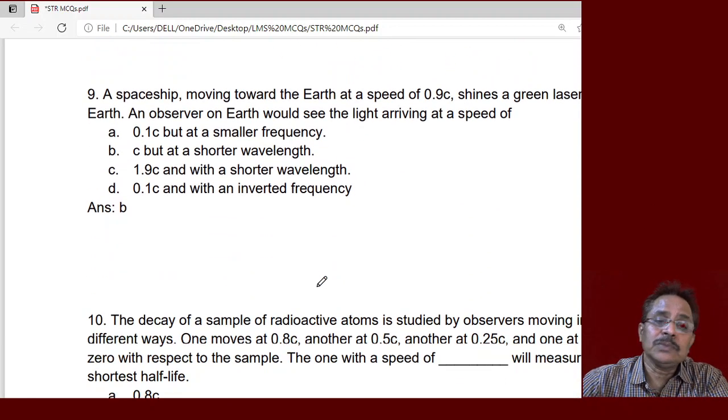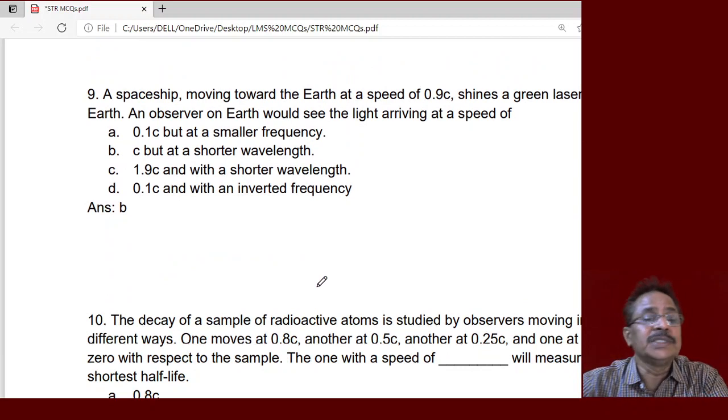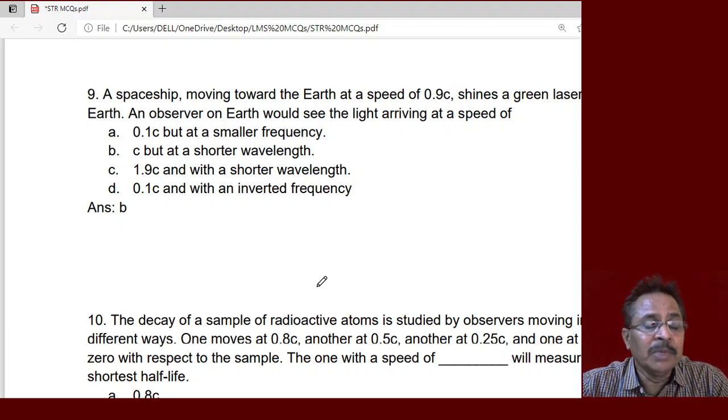Now this is again a tricky question related to the postulate of this STR. So question number 9: a spaceship moving towards the Earth at a speed of 0.9c shines a green laser. It was again related, the same problem we have seen earlier. Green laser at an Earth. An observer on the Earth would see the light arriving at a speed of. So naturally, again, this is going to be exactly a similar problem to what we have seen earlier.